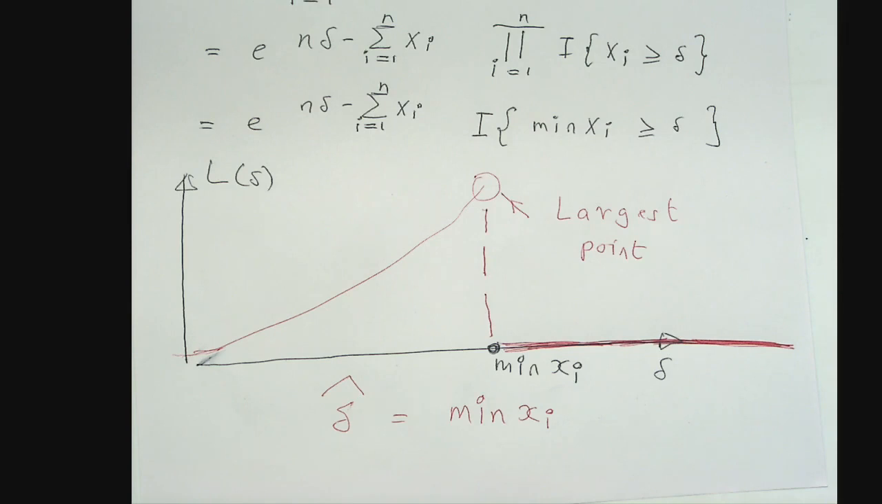Usually the function takes the value 1 or 0, depending on whether the event is true or false. That's it. So every time the indicator of x and delta returns 1 if it's greater than or equal to delta, and returns 0 otherwise.